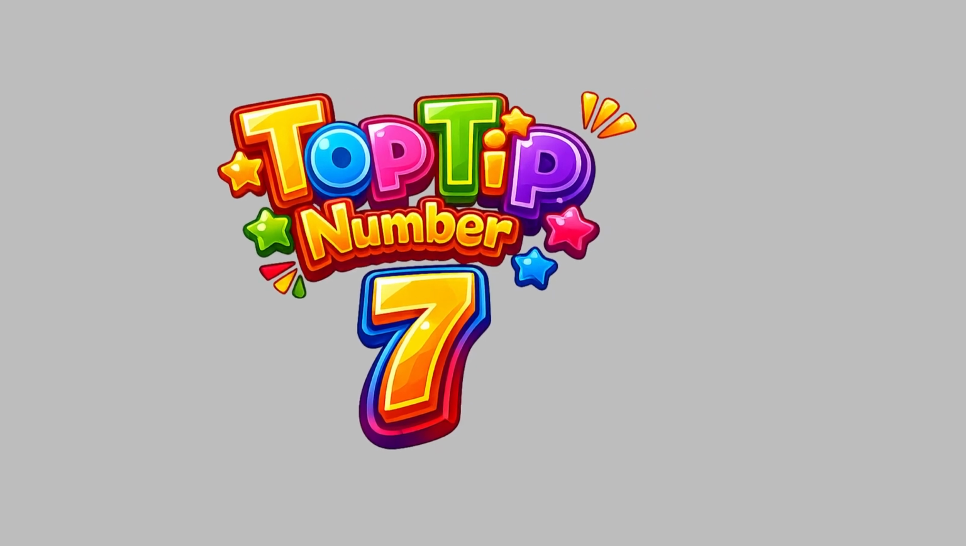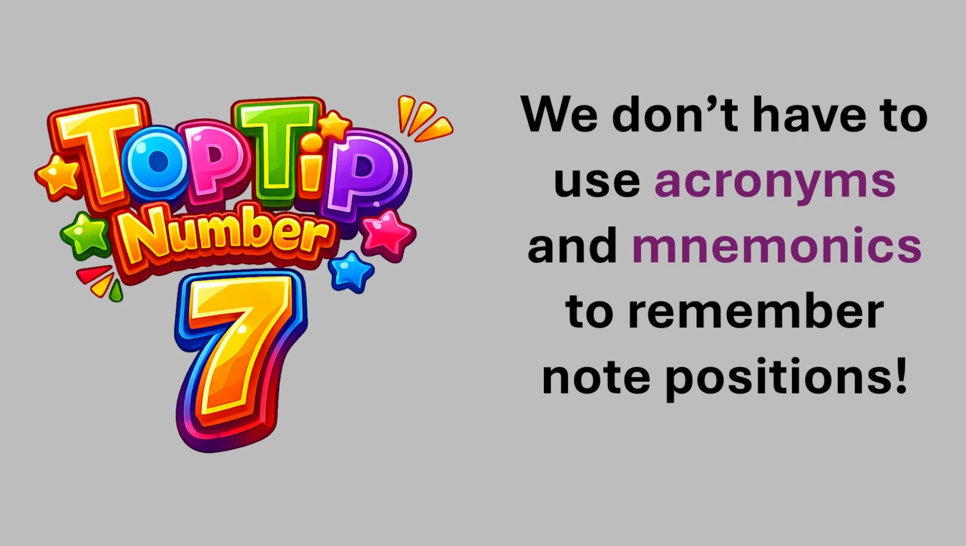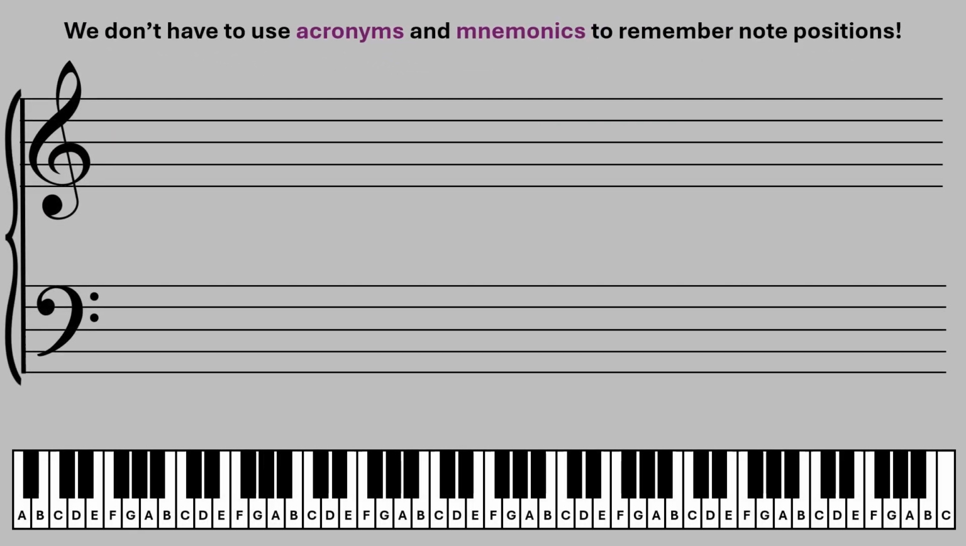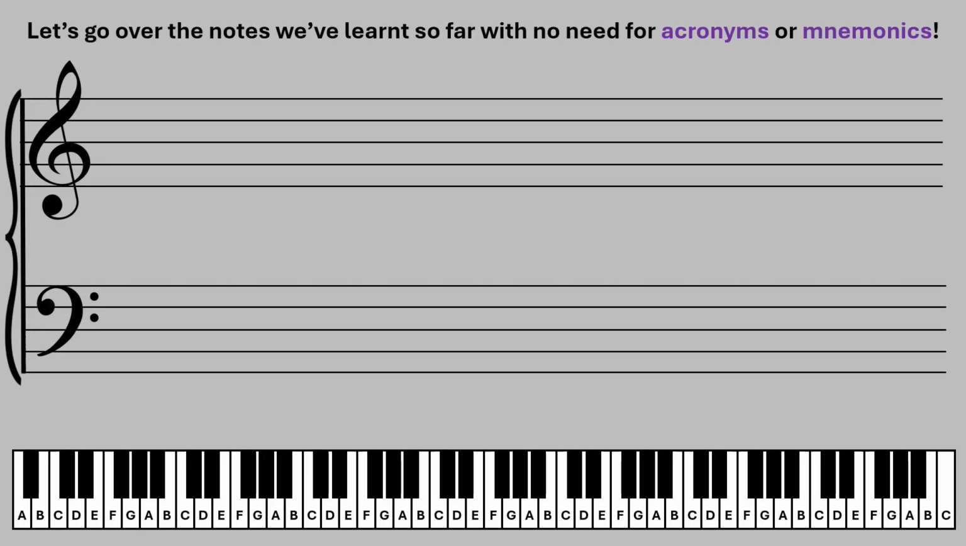Top tip number 7. We don't have to use acronyms and mnemonics to remember note positions. OK, so let's have a look at the positions of the notes we've learnt so far. We've learnt that the treble and bass clef notes of middle C are symmetrical to each other. We've learnt that the landmark notes of G in the treble clef and F in the bass clef are also symmetrical to each other.